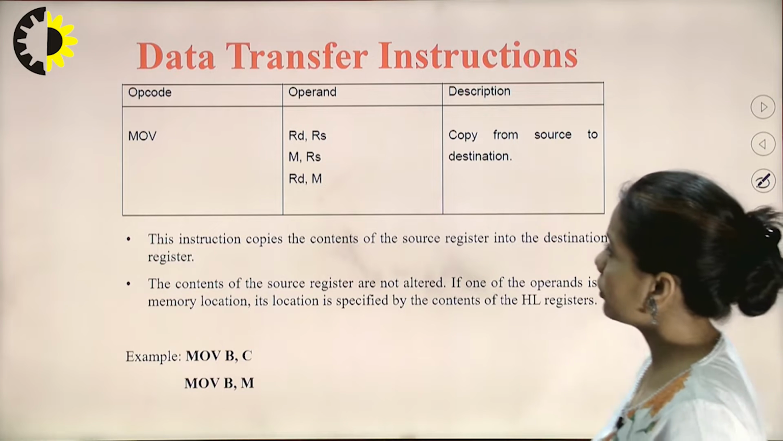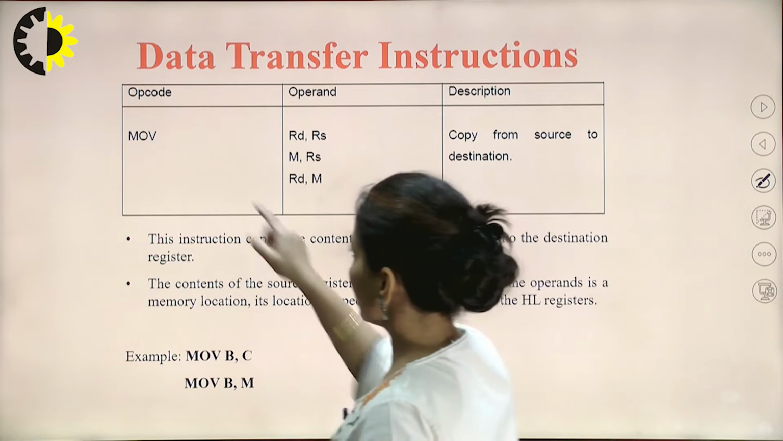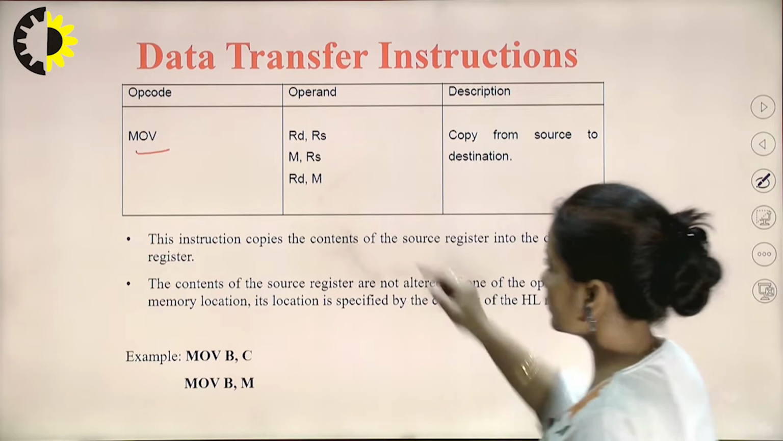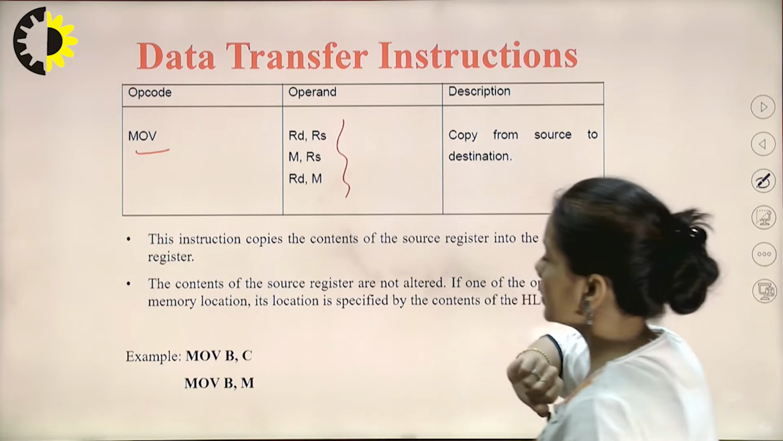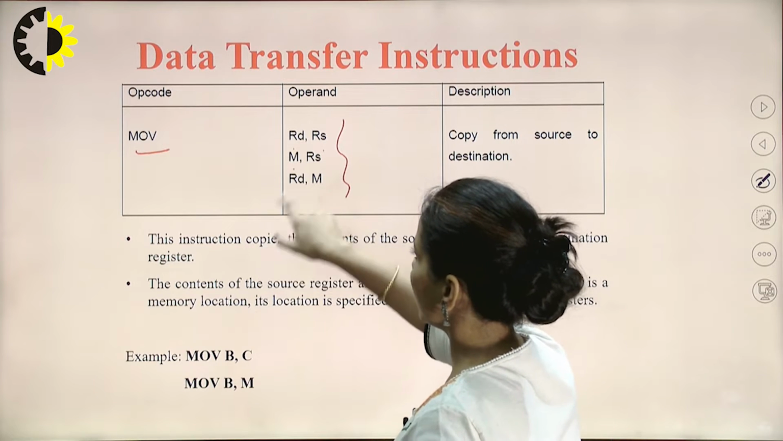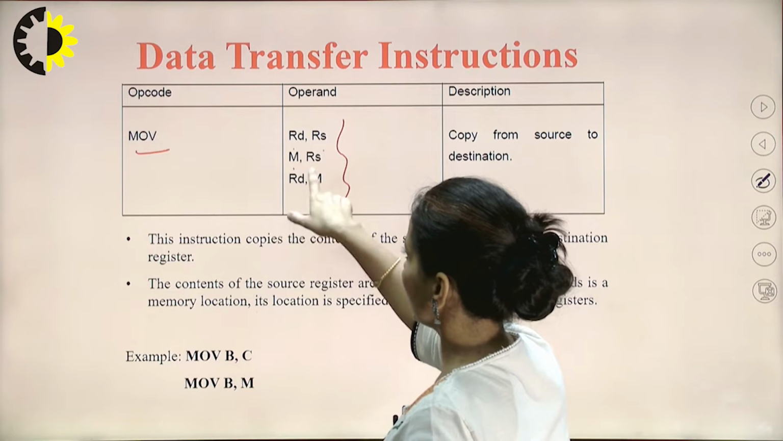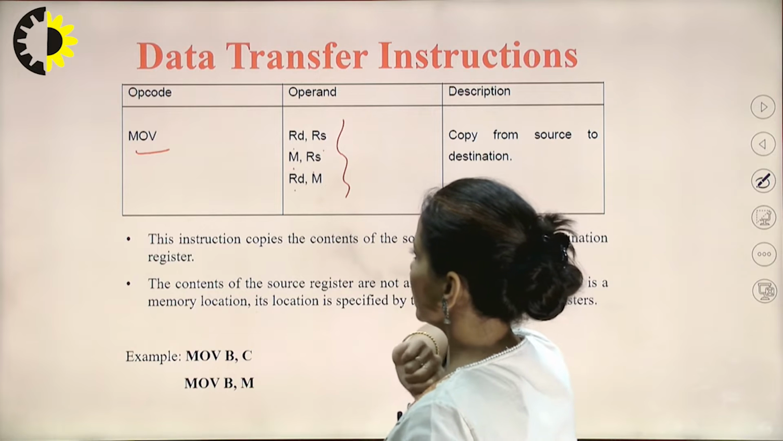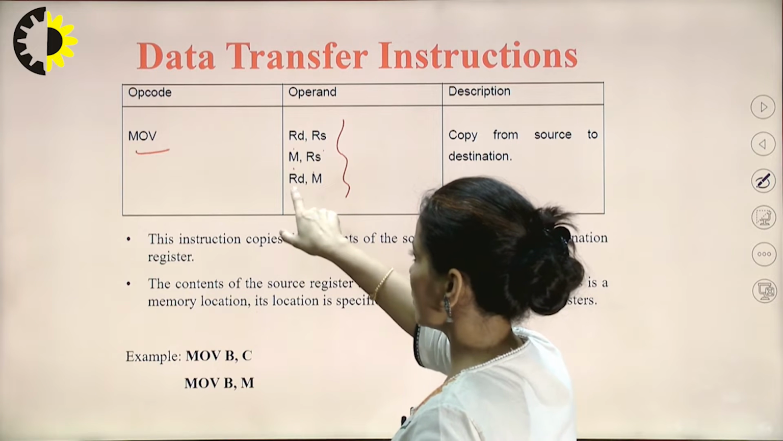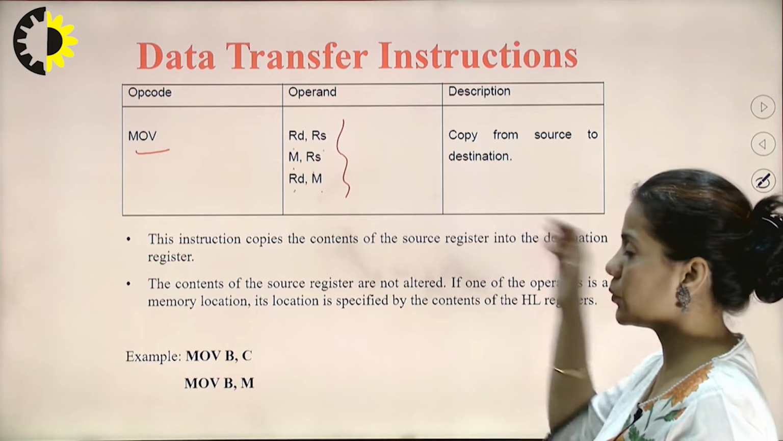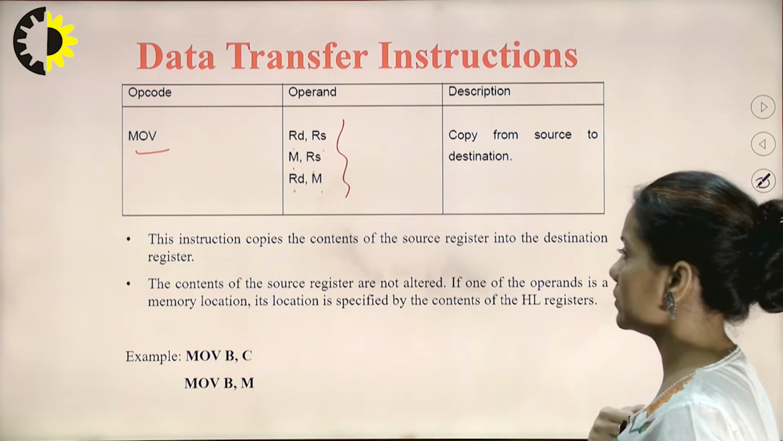When we talk about data transfer instructions, the very basic instruction is MOV, and it has the following combinations of operands. It can have 2 registers in the operand, or it can have a memory pointer as the source and a register as the destination, or the register as the source and the memory pointer as the destination. So these are the possible combinations for this instruction.